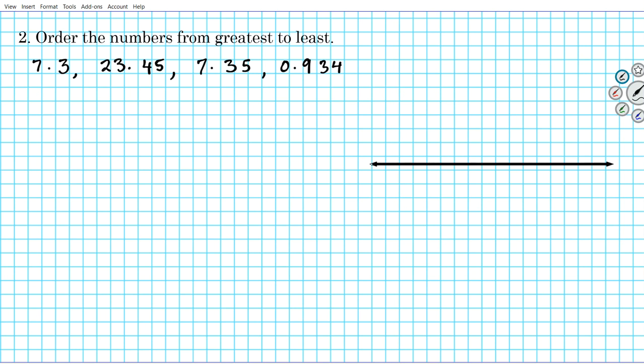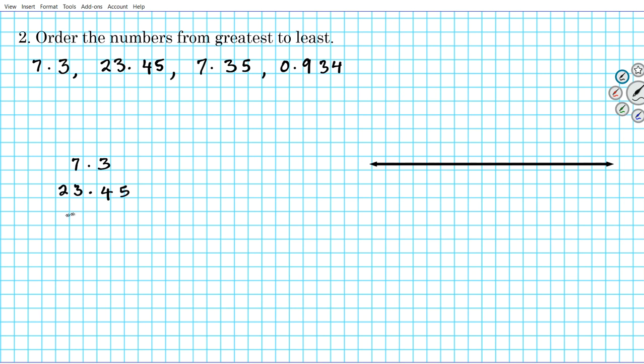So we're going to follow the steps that we outlined in problem number 1. Line up the decimal points and then compare digits starting from the left. Okay? Alright, so let's go ahead and write down the numbers, lining them up perfectly. So we have 7.3, and then we have 23, oh snap, let's fix that. 23, make sure I line up the decimal points perfectly, .45.